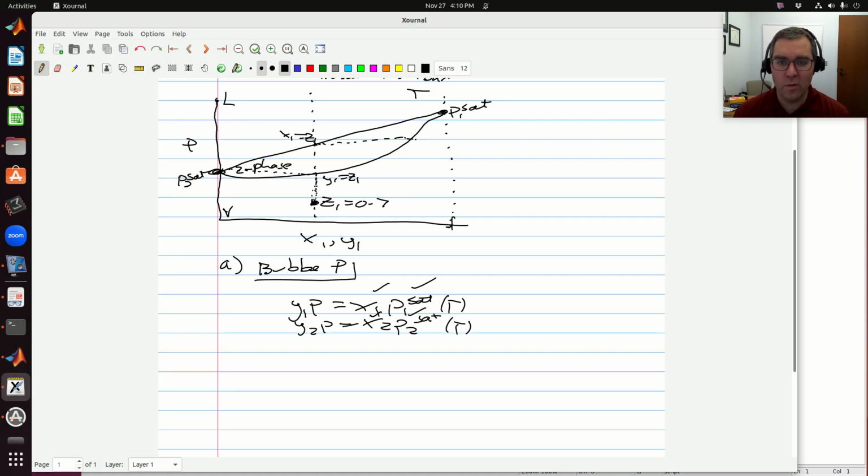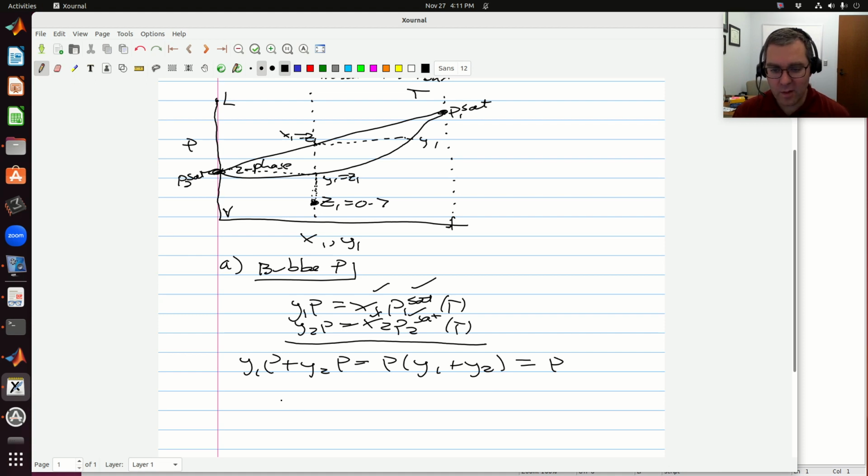The Y values I don't know. So in a bubble P calculation, the strategy is to take these two equations and add them together. By adding them together, I kill Y and isolate P, the quantity I'm trying to solve for. On the left-hand side I have Y1 P plus Y2 P. That P is the same, so it's factored out: P times Y1 plus Y2. My mole fractions need to sum to 1, so that's just P.